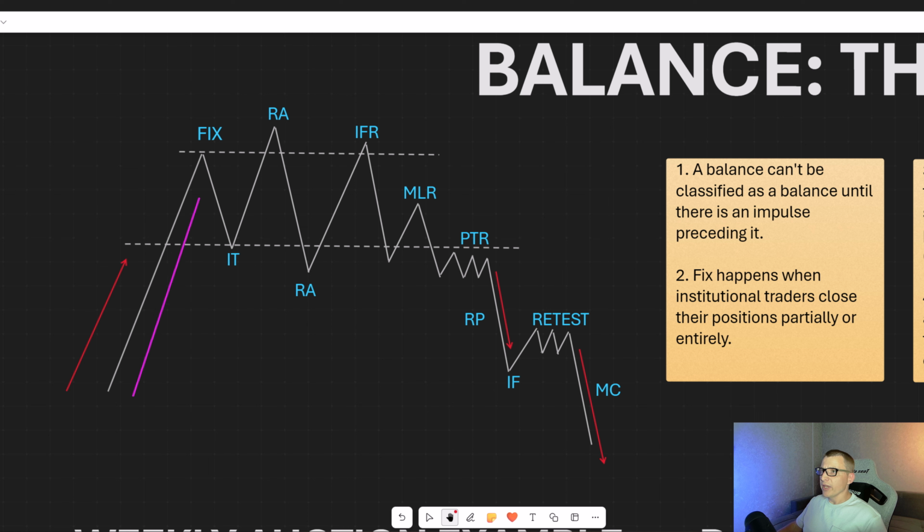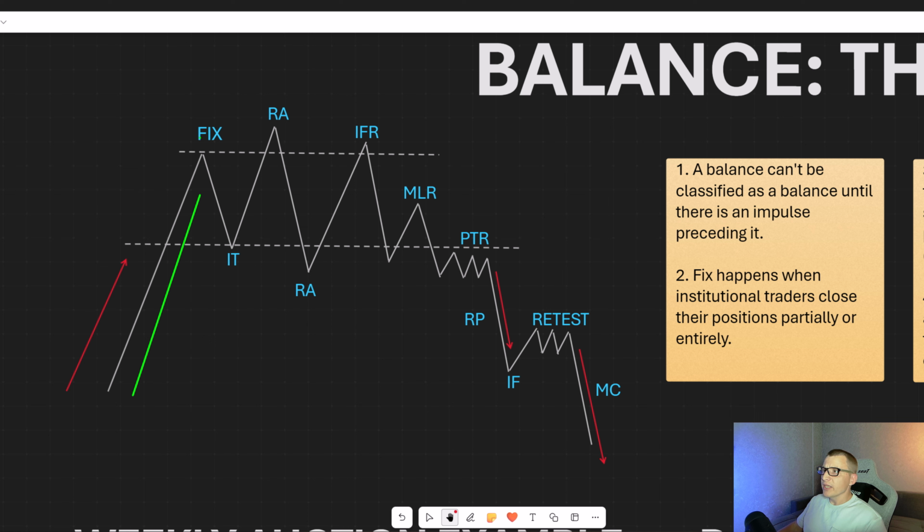Okay, we have an impulse. Then the first step of any balance is a fix. What is a fix? Fix happens when institutional traders close their positions. They close their positions and we see a fix, we see counter movement, counter reaction. Then the second step of the balance is an inertial trade. Inertial trade is a trade taken in the same direction as the previous movement. And this is the end of the first segment of the balance.